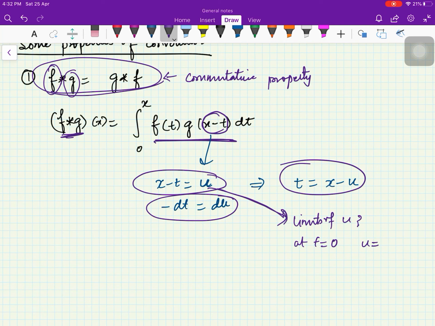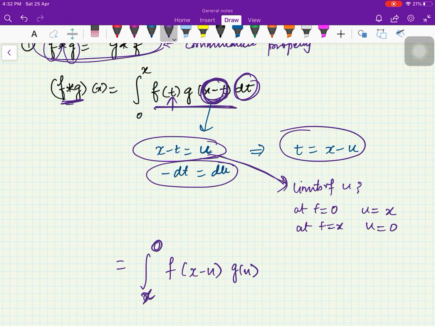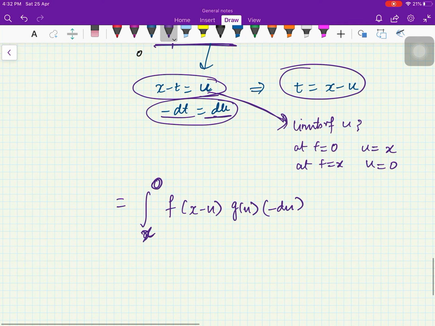So you have at t equal to 0 your u will be x, at t equal to x your u will be 0. So you have limits as x to 0, right? Now you have u. Here in place of t you will write f of x minus u, and here in place of x minus t you will write u, g of u, and here you will write minus du, right? So you see what you'll get.